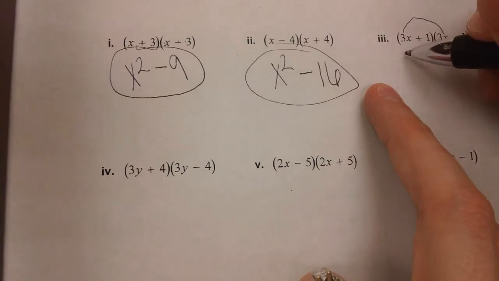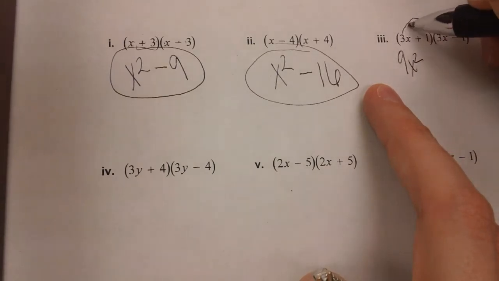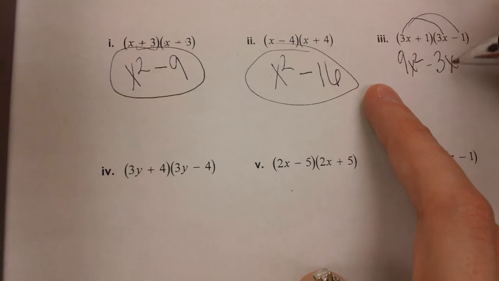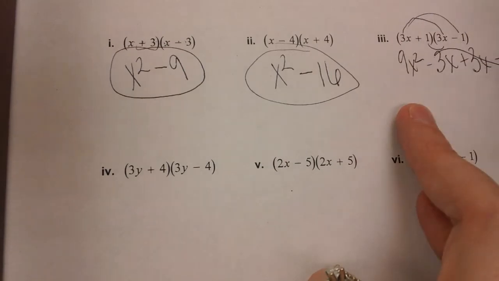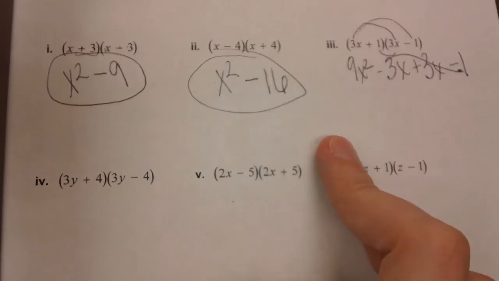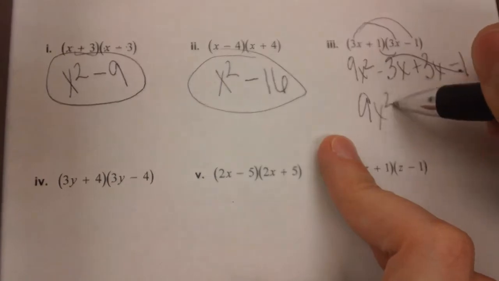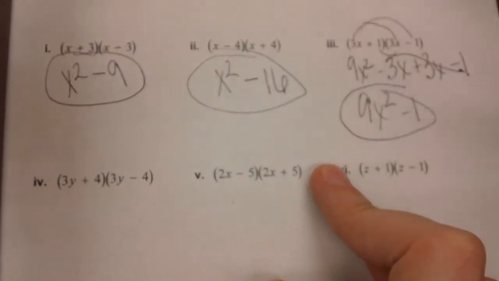So 3x times 3x is 9x squared. 3x times negative 1 is negative 3x. 1 times 3x is positive 3x. And 1 times negative 1 is negative 1. My middle terms cancel out, and I end up with 9x squared minus 1.